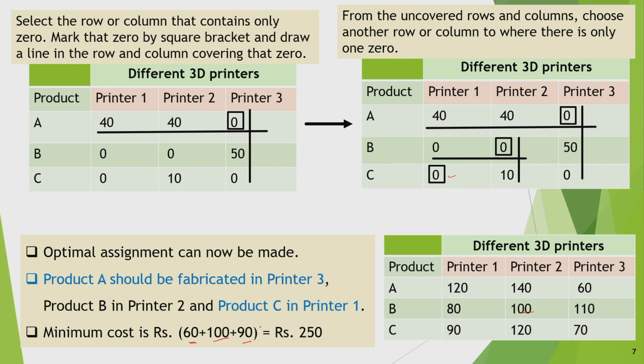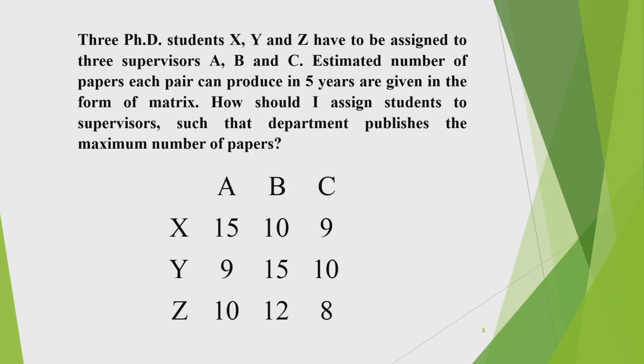So therefore 90, so 60 plus 100 plus 90, that becomes rupees 250. Okay. So product B in printer 2 and product C in printer 1. So this becomes basically 250. Okay. So that has come, and this type of thing has been done.